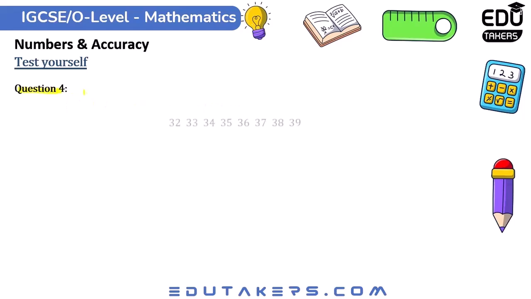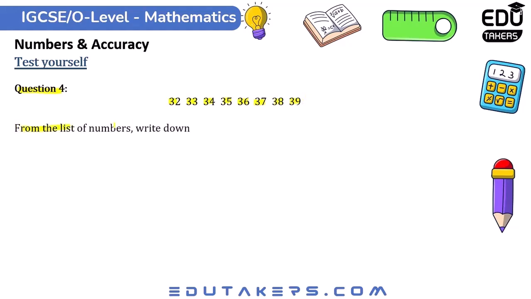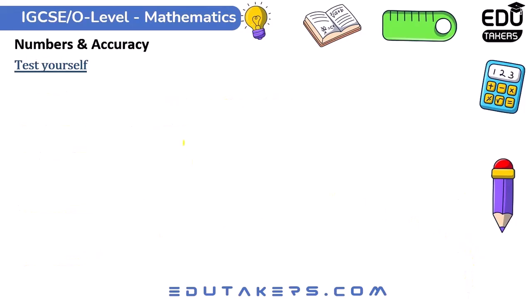Question number 4. Some numbers are given: 32, 33, 34, 35, 36, 37, 38 and 39. From the list of numbers, write down a multiple of 8. It's a 1-mark part. A square number, again a 1-mark part, and a prime number, which is a 1-mark part.